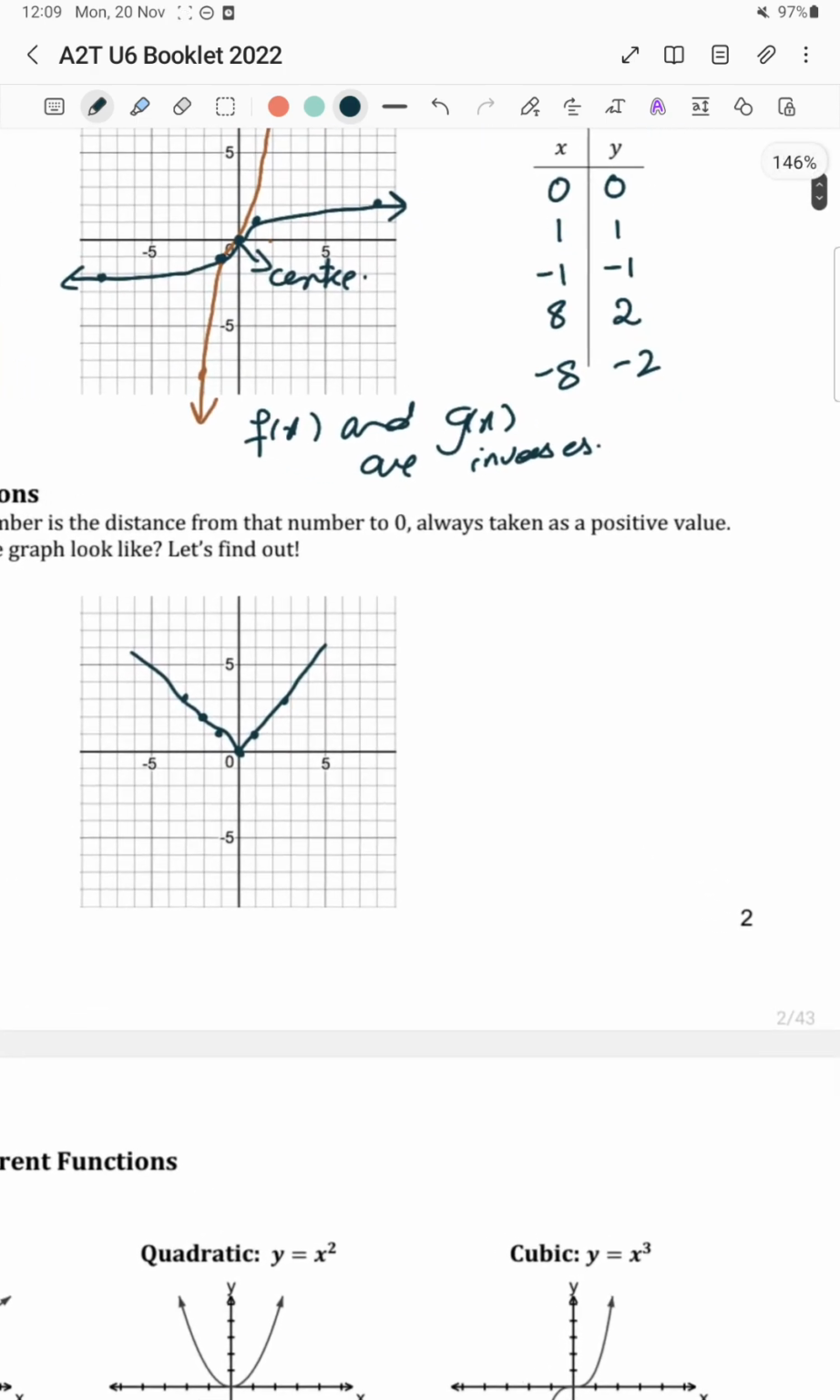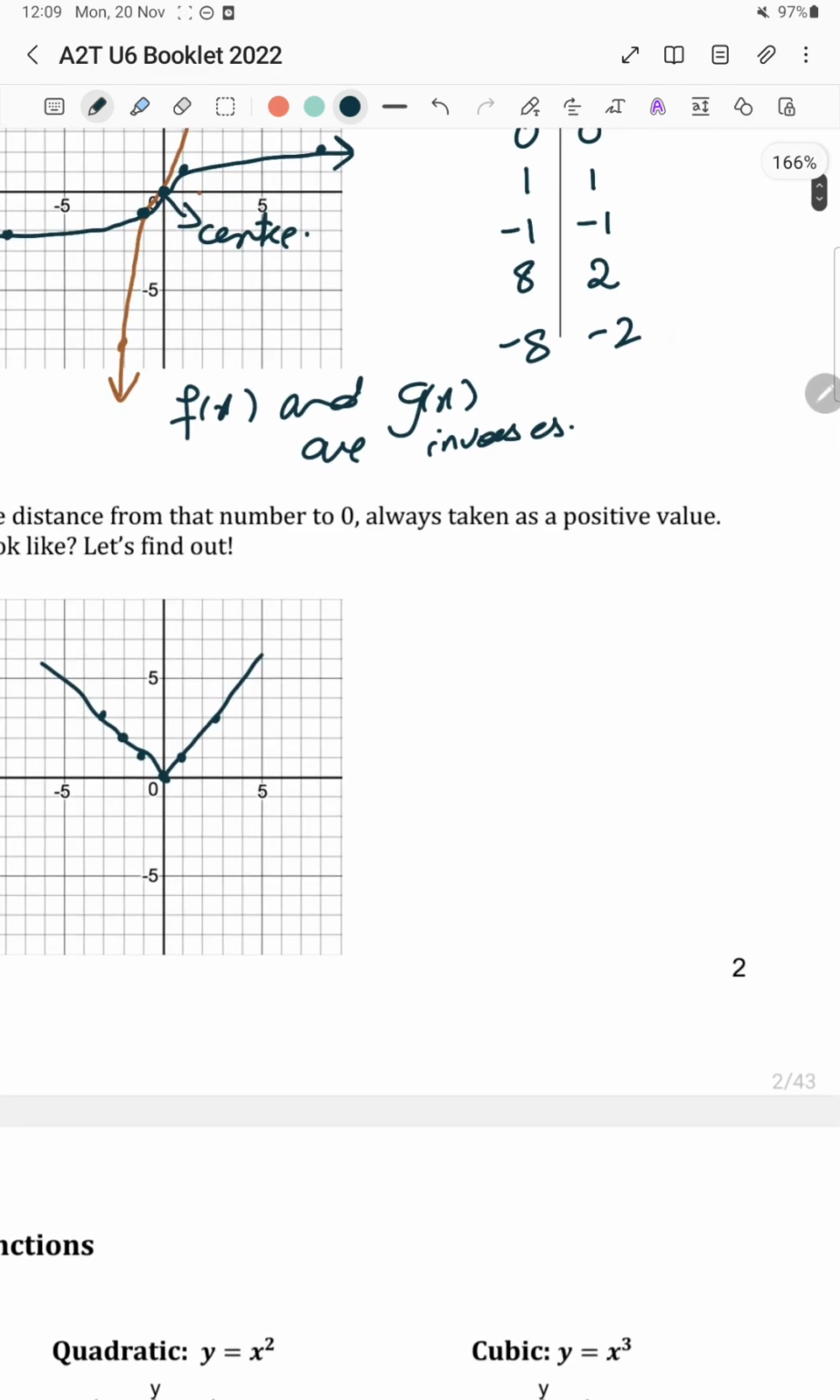So the graph of the absolute function makes a perfect V shape. And what is the axis of symmetry of absolute function graphs? X is equal to 0.